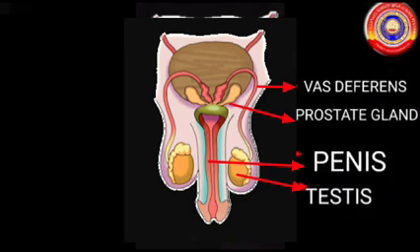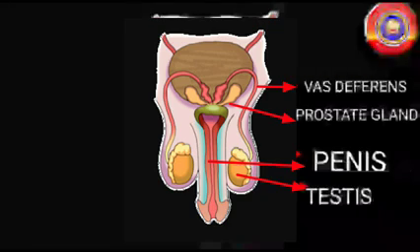Then the second one is the prostate gland. It produces secretion. It contains the factors required for the nutrition and movement of gametes. So the prostate gland is a gland. It secretes a secretion that helps the movement of gametes and gives them nutrition.